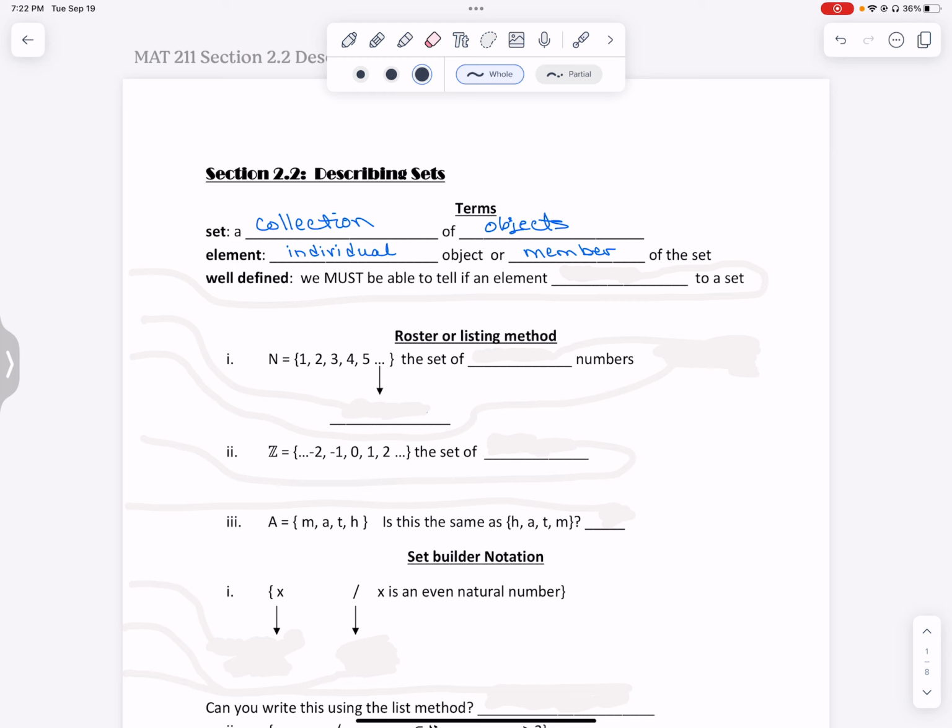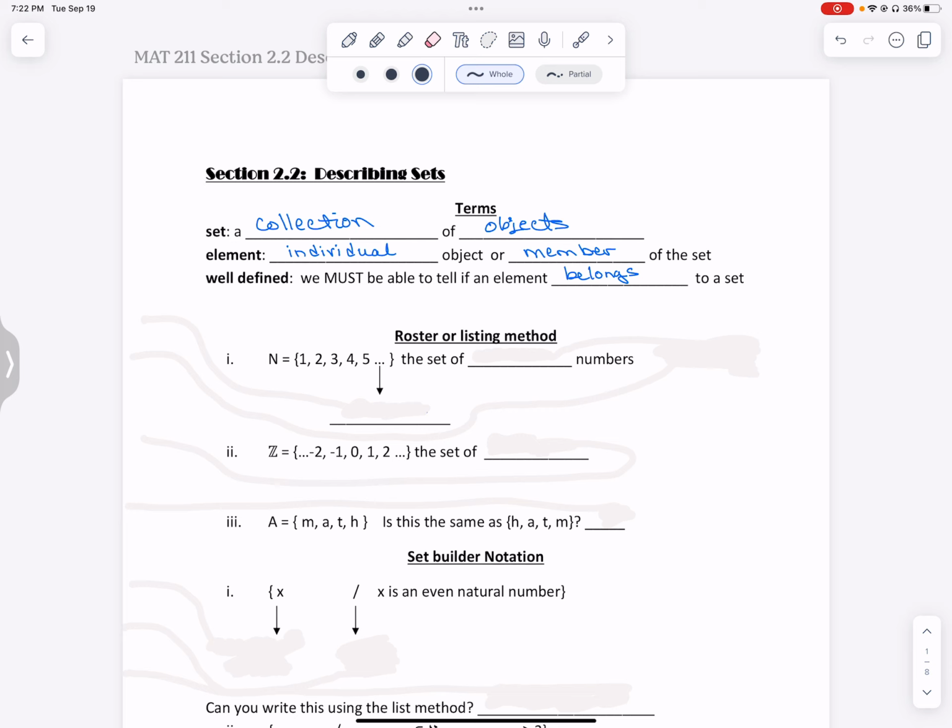If a set is well defined, then we have to be able to tell if an element is actually in that set. That's what it means to be well defined. In other words, it's not vague. It's not a vague description. It's a well defined description. There are multiple ways, but we're talking about two specific ways that we can describe a set. One is where you just list the members of the set. It's called the roster method or listing method.